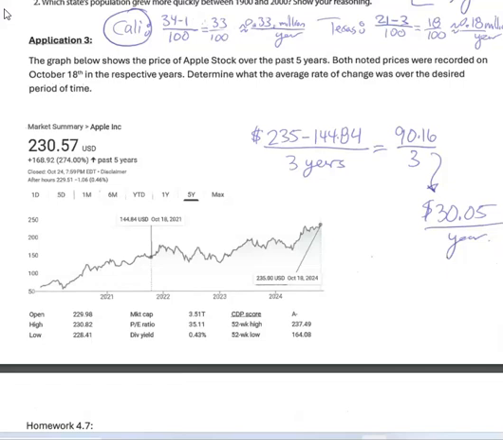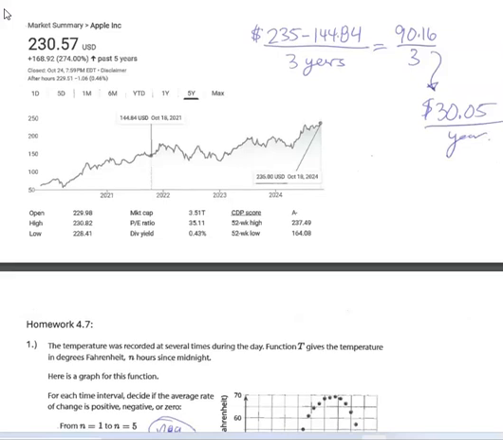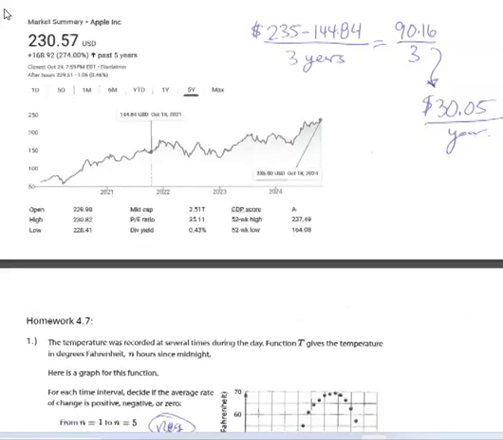You want to do the change of dependent over change of independent. You can either do that as rise over run, looking at a graph. You can do it using y2 minus y1 over x2 minus x1. But just make sure you're doing change of dependent over change of independent. And it's good to get down to the unit rate so that you don't have to see what's happening in 3 years or 5 years or 10 minutes. You want to see what it is per unit.